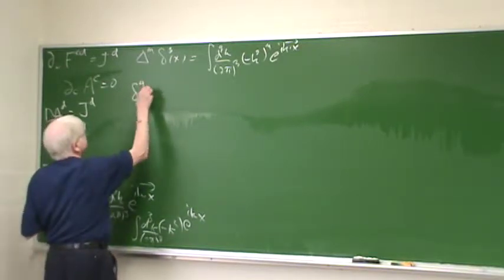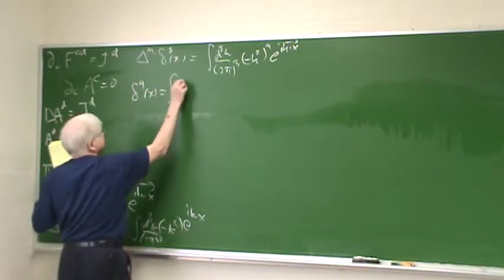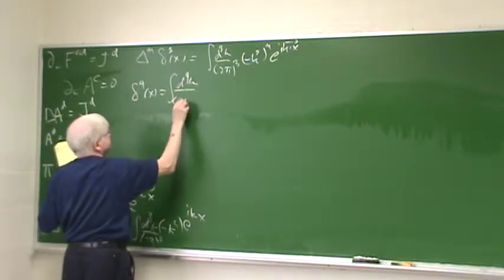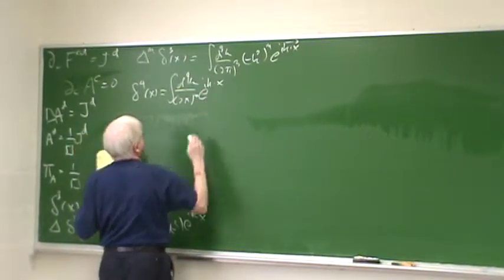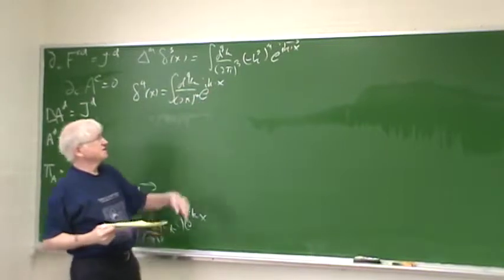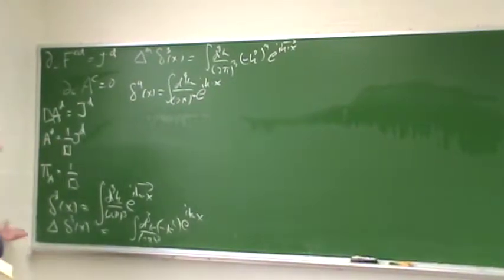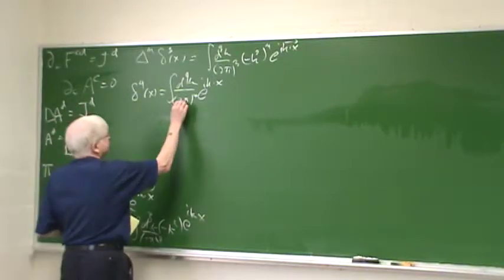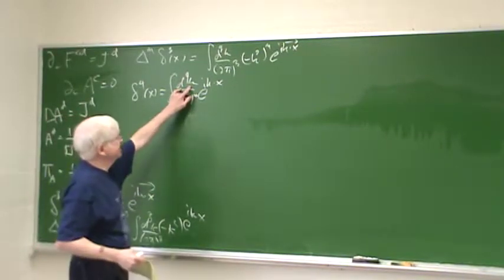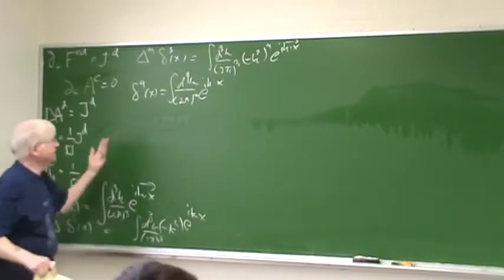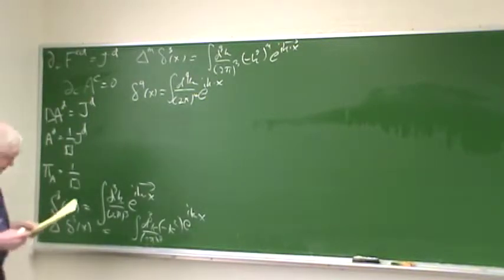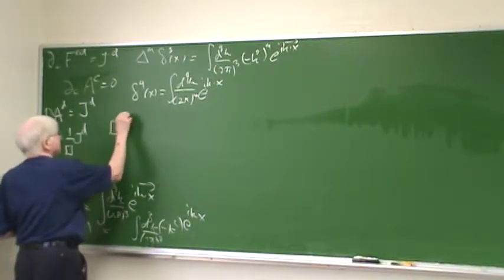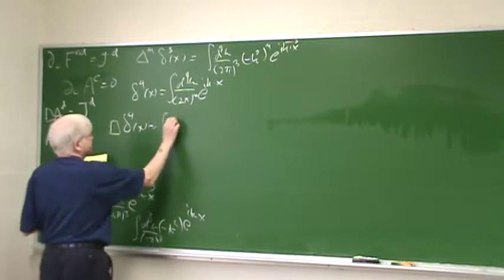A four-dimensional delta function, one for space-time, is an integral d4k over (2 pi) to the 4th e to the i k dot x, and that's now the Lorentz product. And so you see, well, d4k is Lorentz invariant, k dot x is Lorentz invariant, so the delta function is Lorentz invariant. You can then consider box on delta 4 of x.